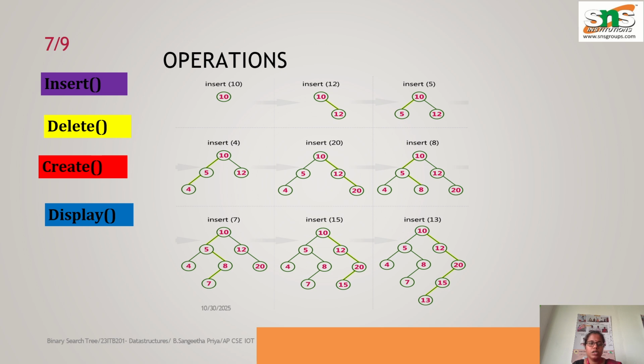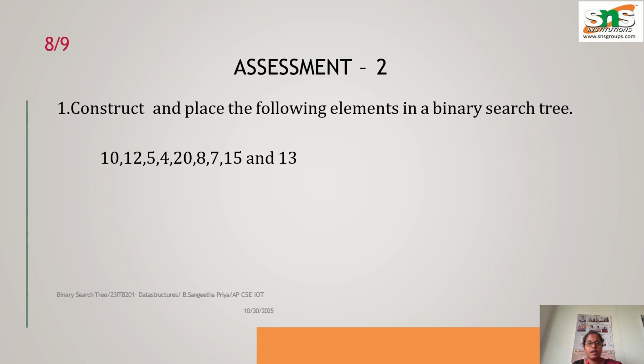Next, in this binary search tree, we have the operations of insertion, deletion, create, and display. The numbers 10, 12, 5, 4, 28, 7, 15, 13 are all numbers which we should insert. Next, we are giving you an assignment where 10 is considered the root node and the remaining values should be placed. Kindly keep in mind that the left node should contain a smaller value than the root node and the right node should contain a larger value than the root node.